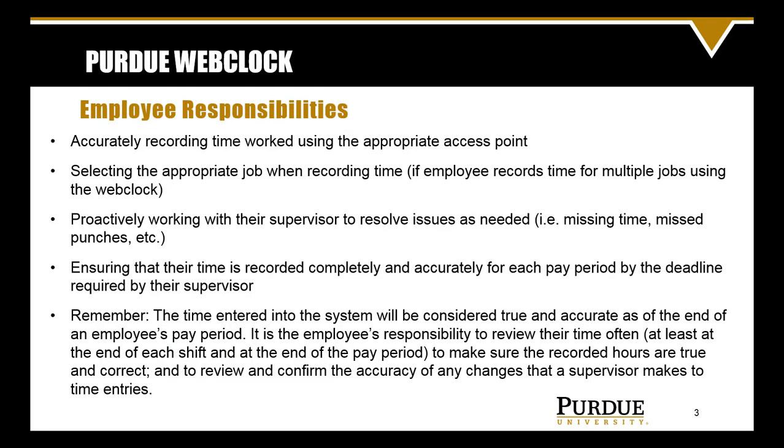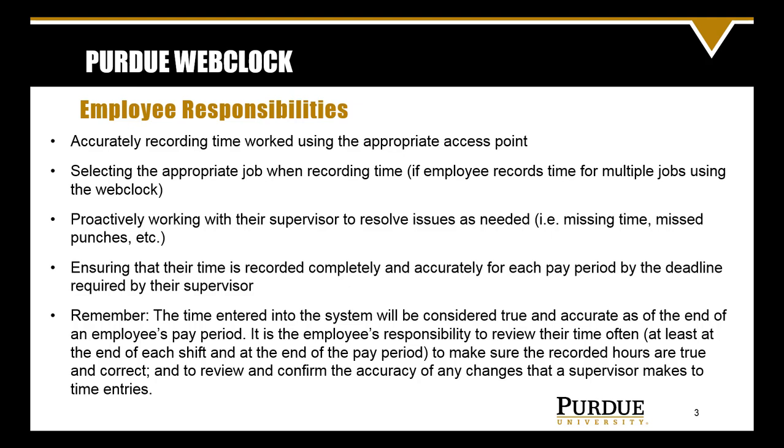Employees who utilize the Purdue Webclock have several responsibilities. Those responsibilities include accurately recording time worked using the appropriate access point, selecting the appropriate job when recording time if the employee records time for multiple jobs using the Webclock, proactively working with their supervisor to resolve issues as needed. Examples are missing time or missed punches. Ensuring that their time is recorded completely and accurately for each pay period by the deadline required by their supervisor.